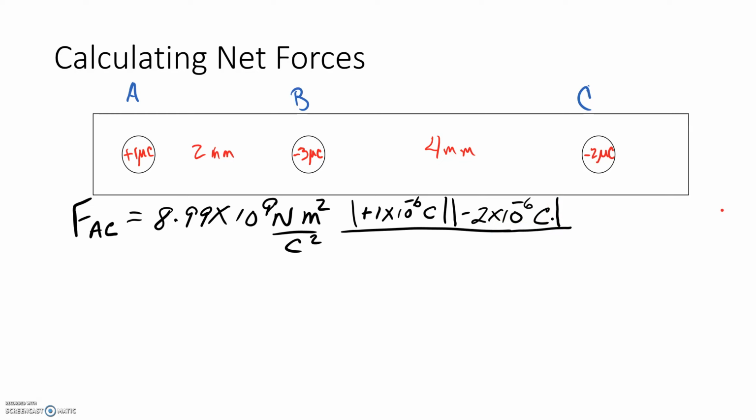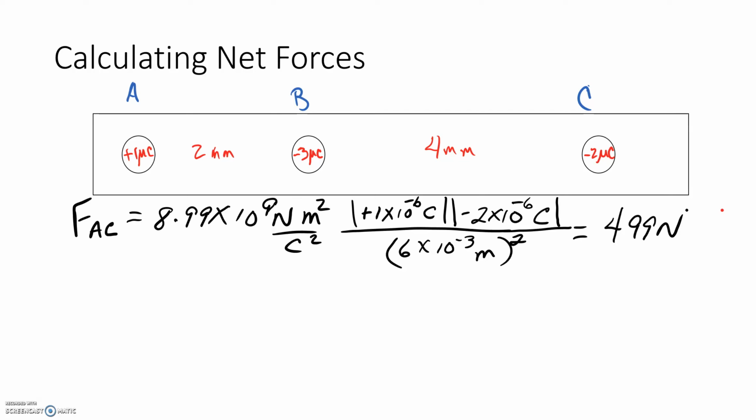And then I'm dividing by the total distance from one end to the other, which is 2 millimeters plus 4 millimeters. And that's 6 times 10 to the minus 3 meters, because that means millimeters, squared on the bottom. When I do that math, if I've done it correctly, it comes out to be 499 newtons.